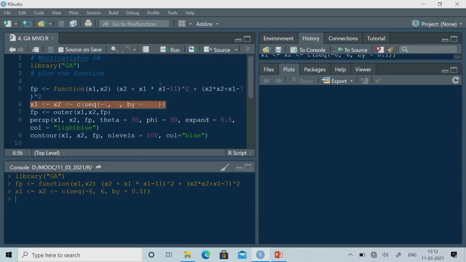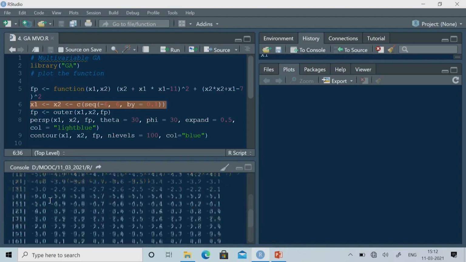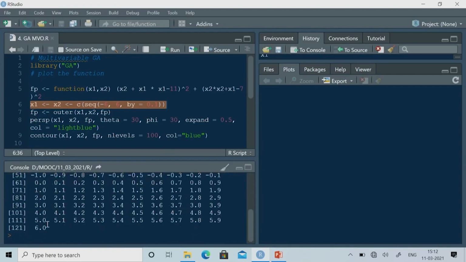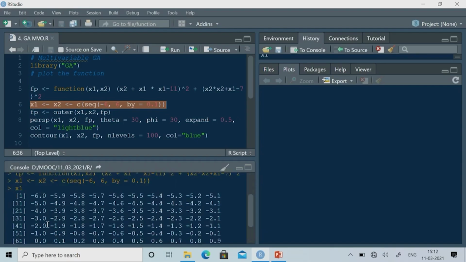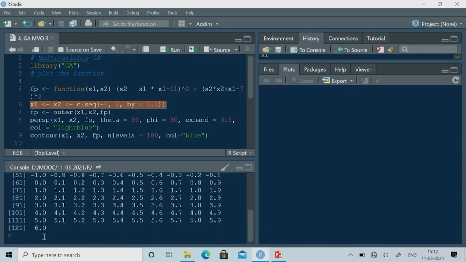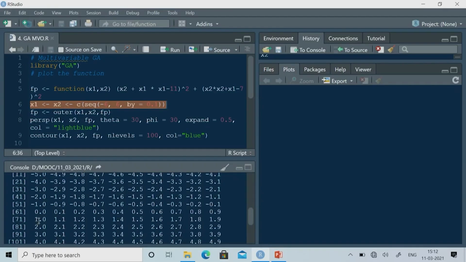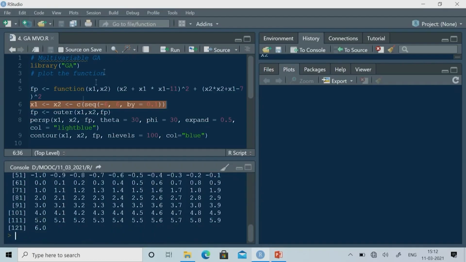So, this has been executed. Now if you want to see what x1 is, these are the x1 values. You can see minus 6 to plus 6 at an interval of 0.1. Similarly, I can see x2 also. This is the x2 value, minus 6 to plus 6.